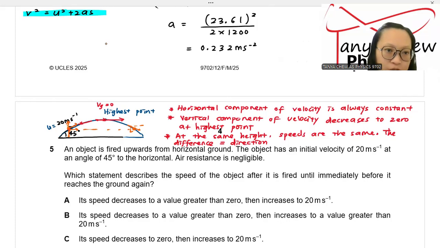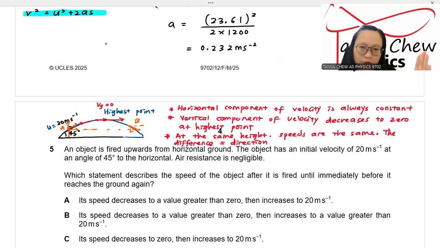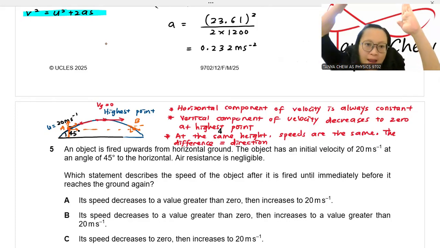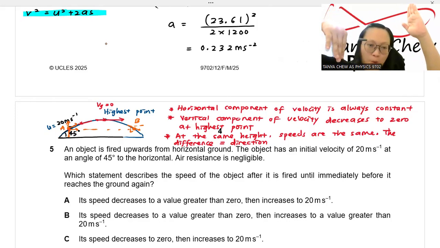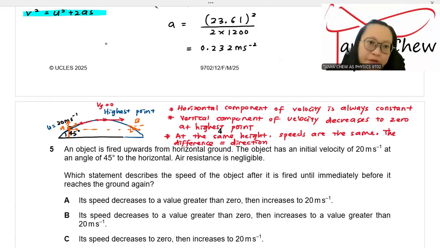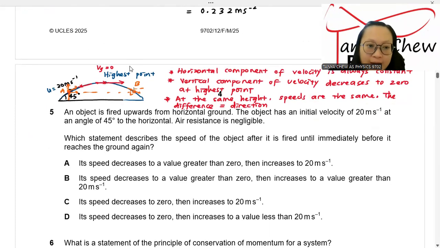I'll write this point A, this is point B. At point A, the direction of the vertical component of the velocity is going upwards, but at B, the vertical component of that velocity is going downwards. The difference is just the direction. So the speed at A must be equal to the speed at B. Right, so let us look at A.